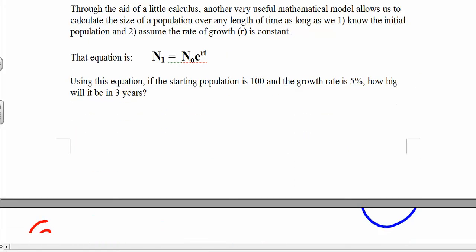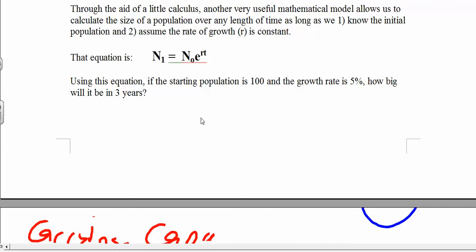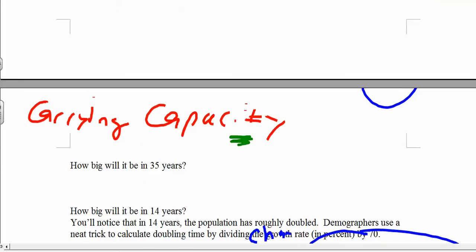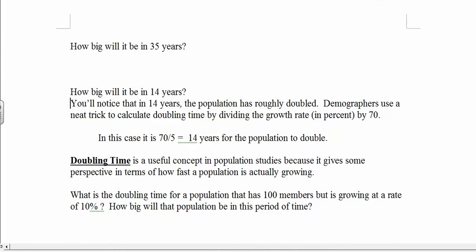And so if you're ever calculating a population way out into the future, let's say it was 50 years, you can just plug 50 in for t, keep everything else the same, 100 e to the 0.05, times 50. And that'll give you a population projection for 50 years into the future. Okay? So moving beyond that, just to give you another example, here's one where we're projecting out to 35 years.